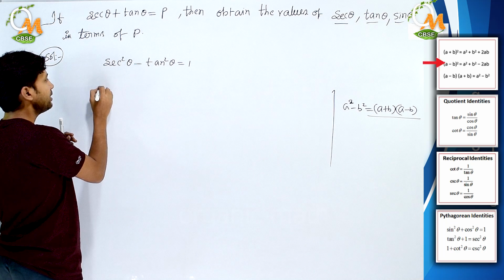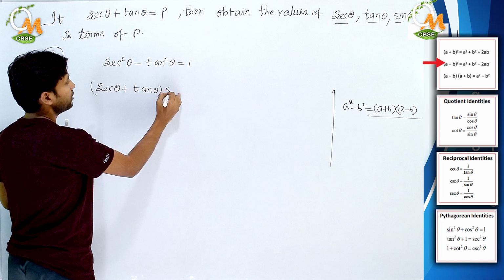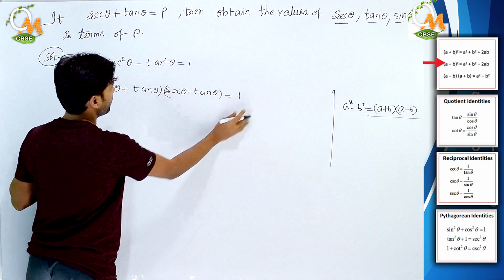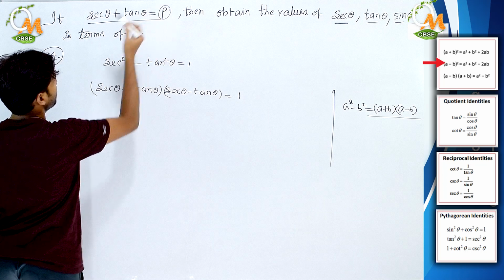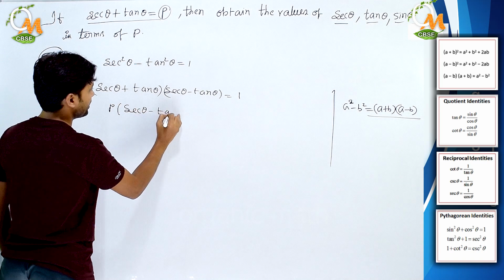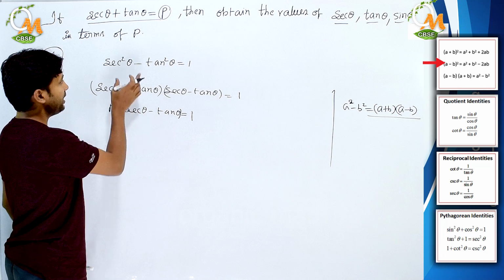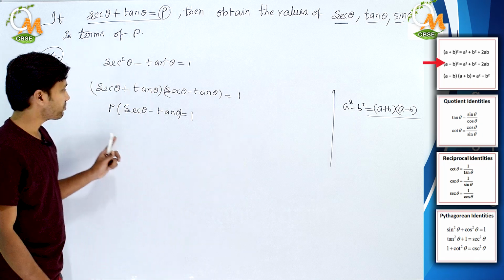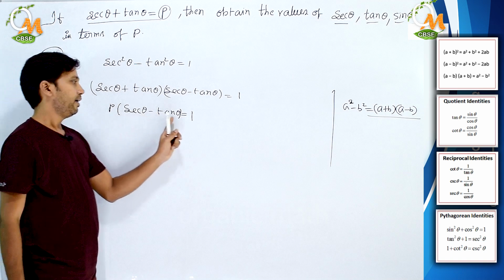So what is a plus b? Secant theta plus tan theta into secant theta minus tan theta, means a plus b into a minus b equal to what? 1. And we have given that what? Secant theta plus tan theta value would be what? P or not? Let us put it here. P into secant theta minus tan theta equal to 1. What we did here? We split this into two factors using this formula, and then we just substituted the value of secant theta plus tan theta, that's it.